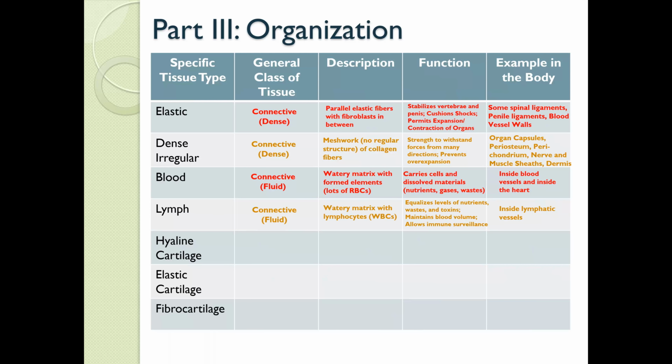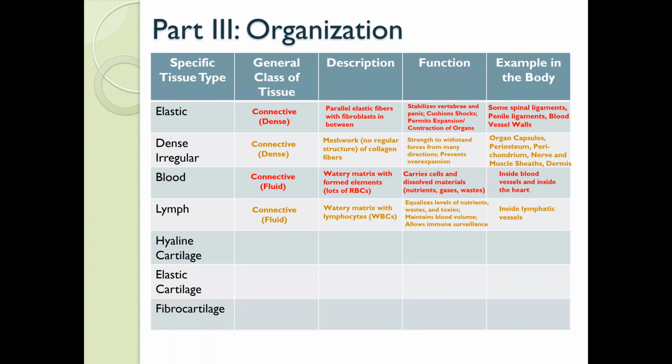Lymph is also a fluid connective tissue. It's also a watery matrix, but it has fewer elements. So you will see some lymphocytes, which are white blood cells, but you will see very few red blood cells, and you may see some platelets. Lymph functions to equalize the levels of nutrients, waste, and toxins. It also helps maintain blood volume, and it allows immune surveillance of the blood. And you can find lymph inside lymphatic vessels.